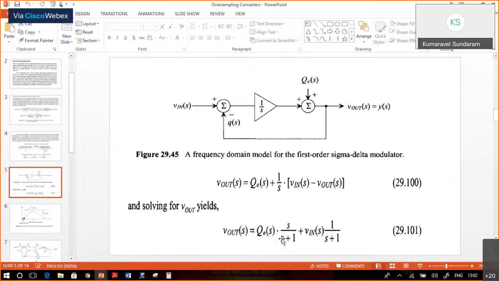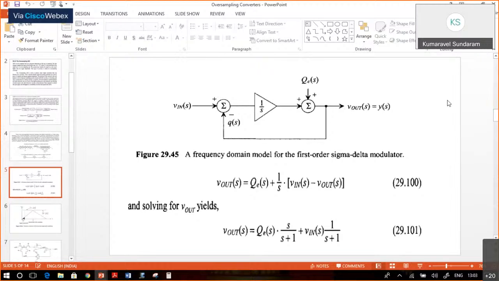If you rearrange this for V out of s, you will get QE of s into s by s plus 1, and for V in of s, you will get 1 by s plus 1. For QE of s, V in of s we are going to make 0. That means V out with respect to QE of s is going to act as a high pass filter for the quantization noise.